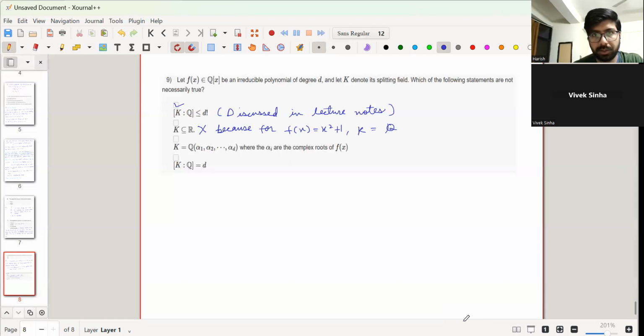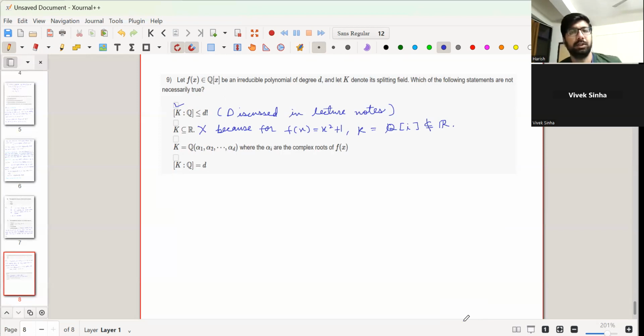So any example: suppose you take x square plus 1, then the roots are plus minus i, and the splitting field is Q adjoint i, right? And that is not inside R, because i is not inside R. So for the second part, you are asking for an example. Yes, sir. So this is the example.